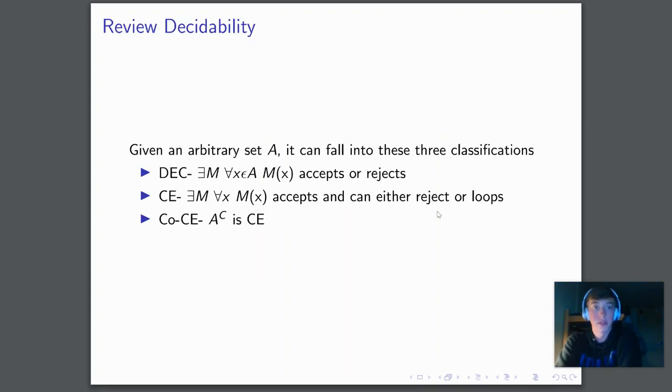So, to review some of the sets that we've gone over for decidability in class, the three that we've gone over are decidable, computably enumerable, and co-computably enumerable. For a set to be decidable, that means that you have to have a Turing machine which will accept or reject on every input given from that set. A set is computably enumerable if there's a machine which will accept everything in that set, but is not guaranteed to reject the things that aren't in it and could loop as well. For a set to be co-CE, it is said that the complement of that set is computably enumerable.